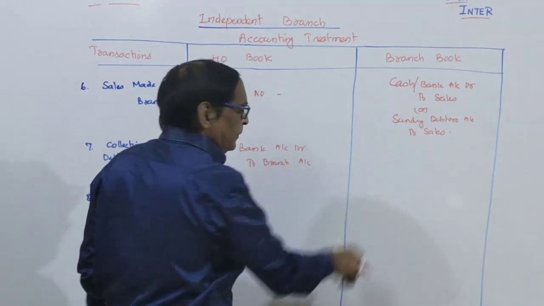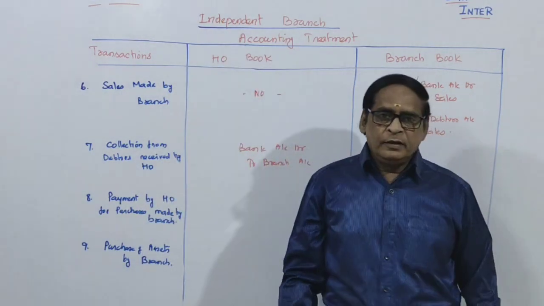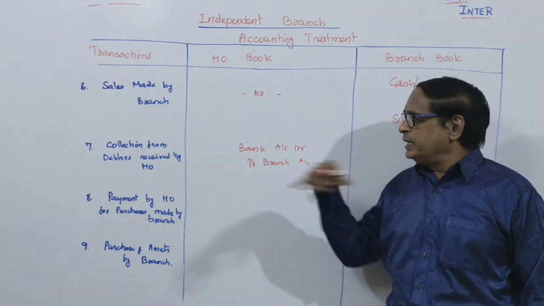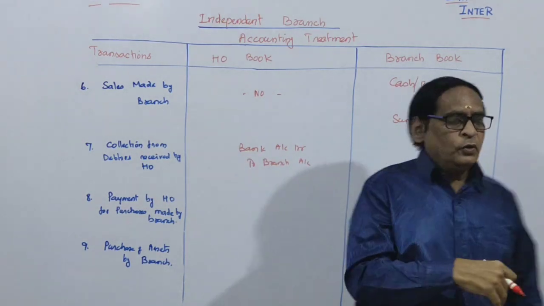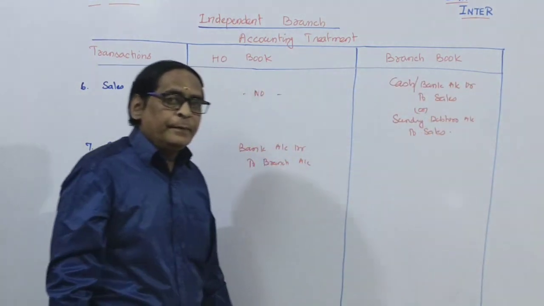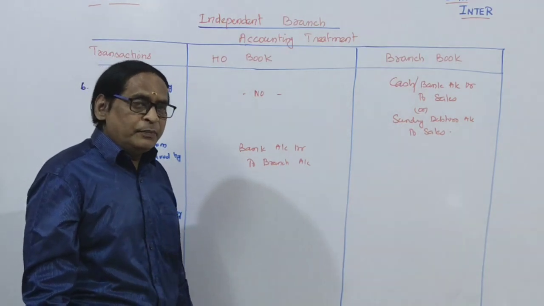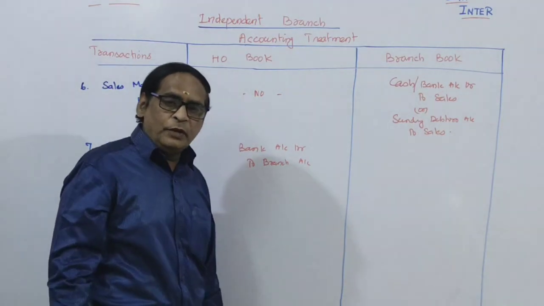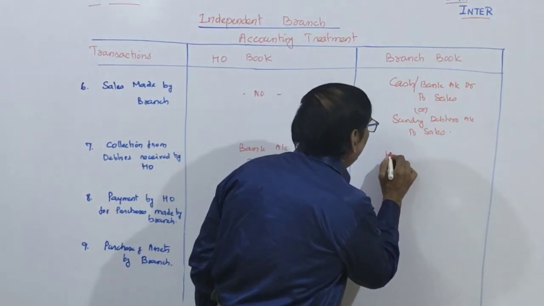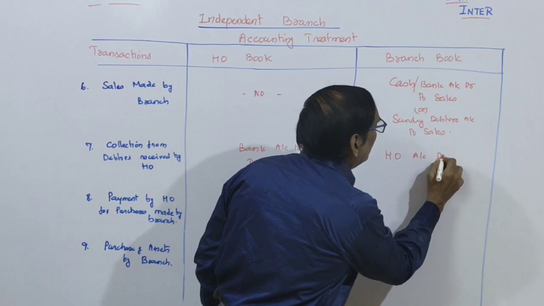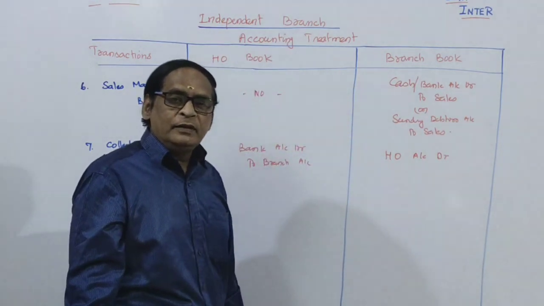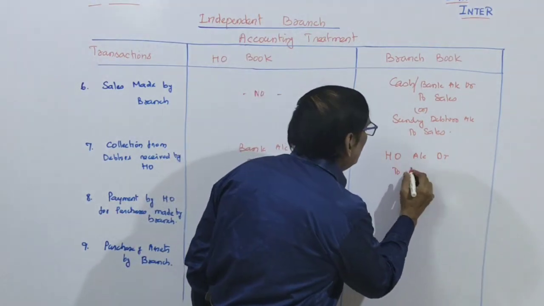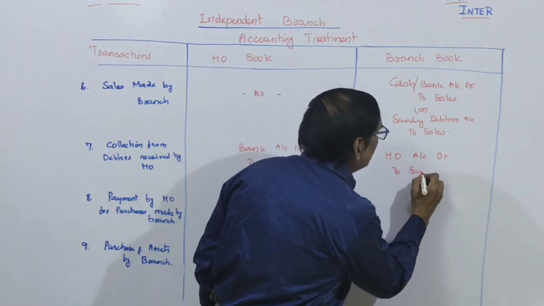Clear? Here, what entry? We are in branch. Our amount has been received by head office, so what will be the entry here? Actually, sundry debtors has given the amount. Who has received that amount? Head office received the amount. So, debit the receiver, head office account debit. Credit the giver. Who has given that amount? The sundry debtors. So, to debtors account or sundry debtors account.